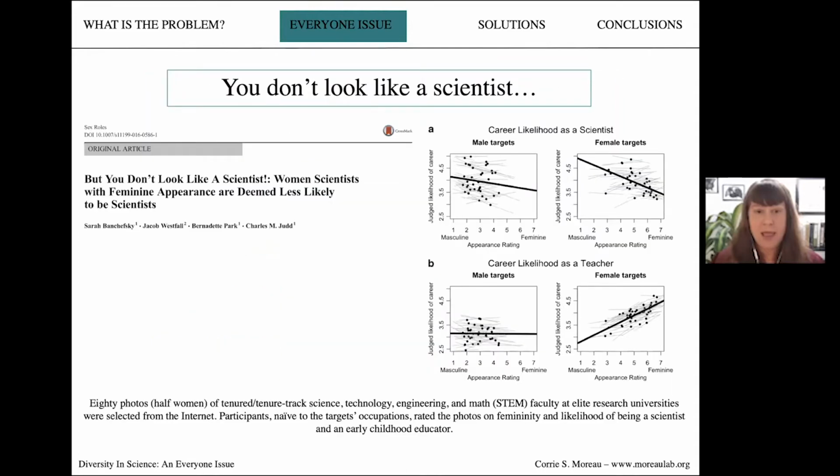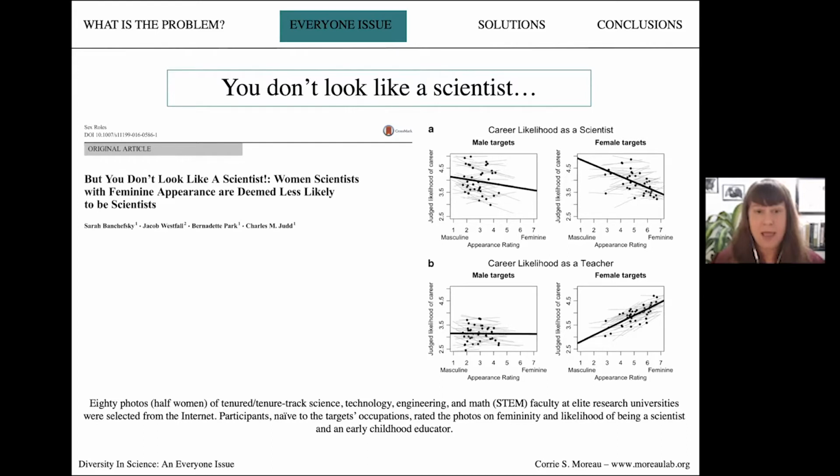Now, one of the things is that we often get told you don't look like a scientist. And as much as that may sound like something trivial, this study actually did a few things. What they essentially did is they took 80 photos from the web of actual tenure track or tenured faculty, and half were women and half were men from STEM fields, and they were from elite research universities. And then they had participants who were naive to the target's occupation rate the photos for femininity and the likelihood of whether they were a scientist or an early child educator.